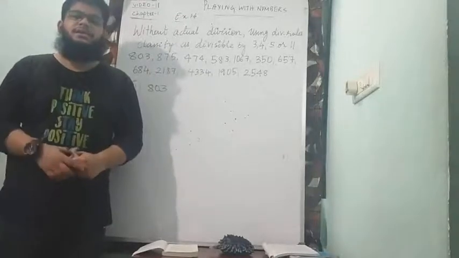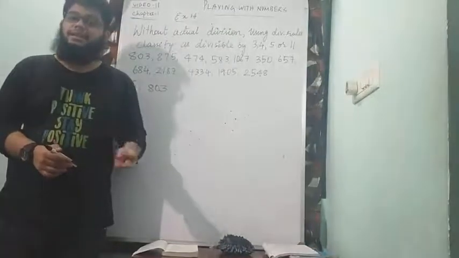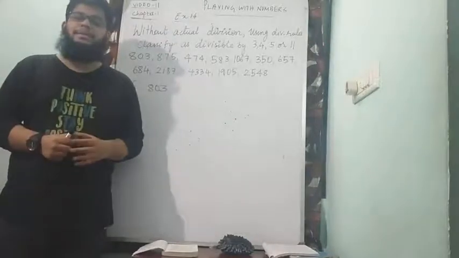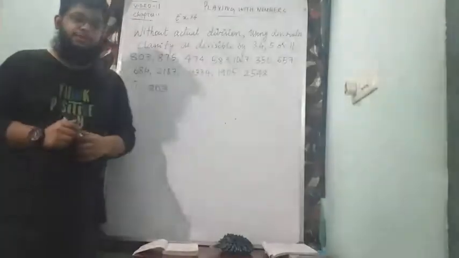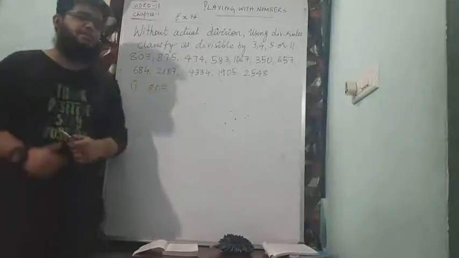So last class we had learned the divisibility rules for 3, 9, 5, 10, 4 and 11. 6 numbers, right? So we'll begin with our exercise number 1.4 today, and we are supposed to read the heading first and then see what we will do.